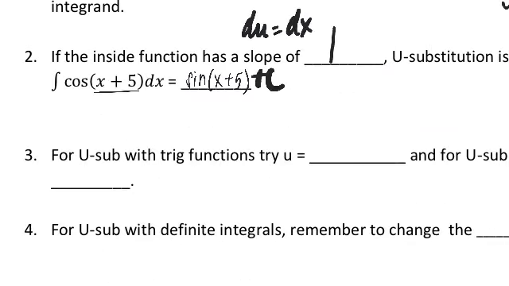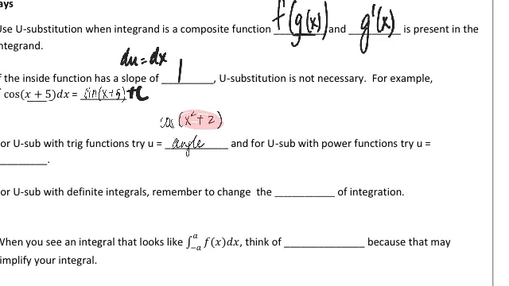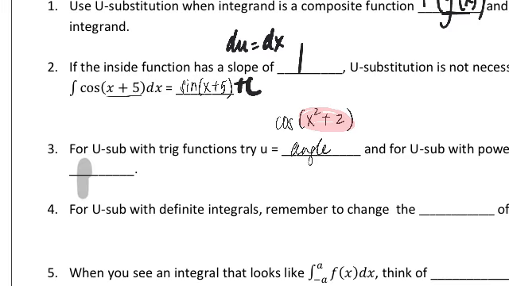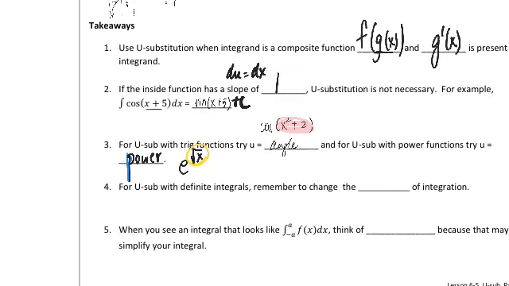For U sub with trig functions, try u is equal to the angle. What do I mean by that? I mean if it's cosine of x squared plus 2, this right here is the angle inside the cosine function. So again, it's the inside function that we're using. And for U sub with power functions, try u is equal to the power, which is again the inside function. The power, what do I mean by that? It's like that e to the rad x problem. This power is the inside function, and we're going to try to use that as u.